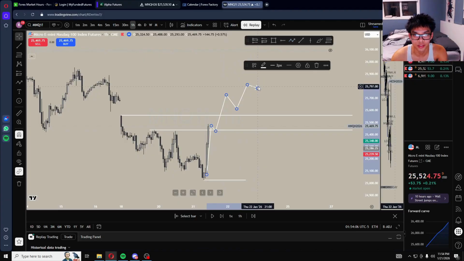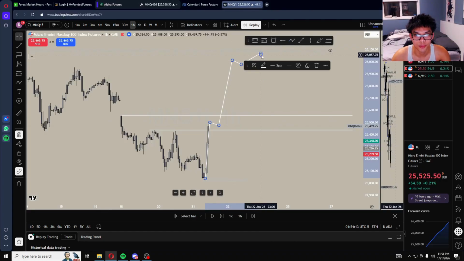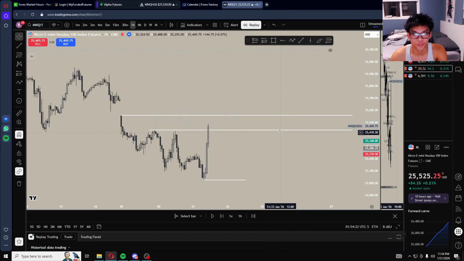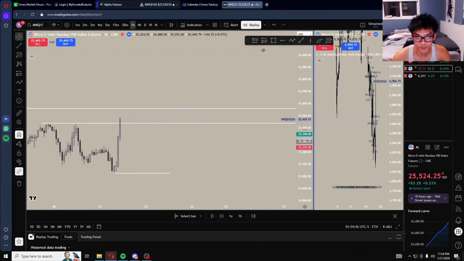You can't just go boom, boom, boom, boom. You know what I mean? Somehow you're gonna have to retrace and then go higher. We needed a retrace. To me, this is really strong though.